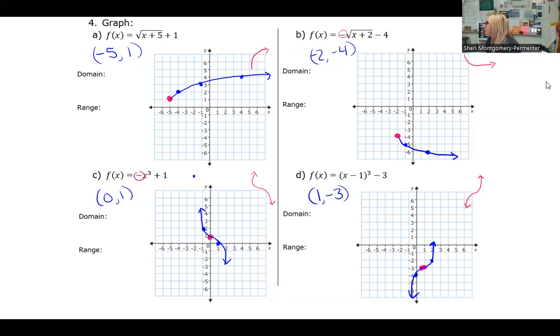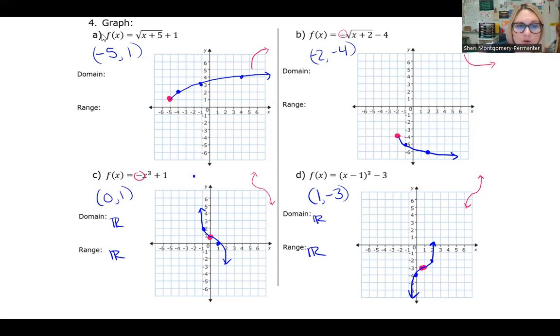The domain and range of your cubic graph, those are easy because for the domain and the range, it's all real numbers all day, every day. So anytime you have a cubic, they're nice. It's all real numbers for the domain and the range. Easy peasy.